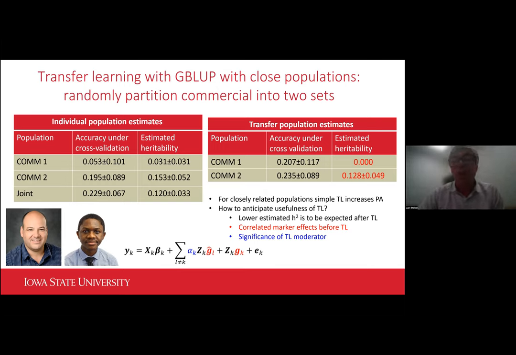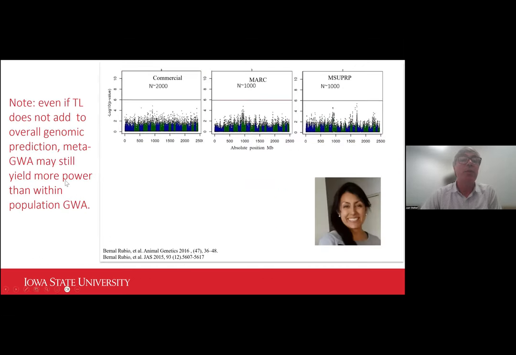So far, what we have is that for some, especially big data sets, which might be using completely different breed crosses, for instance, the transfer learning might not help. But in other cases, when there are similar genetic materials, even very simple transfer learning will help with the predictive ability.